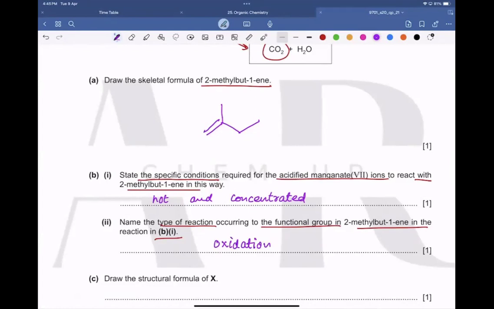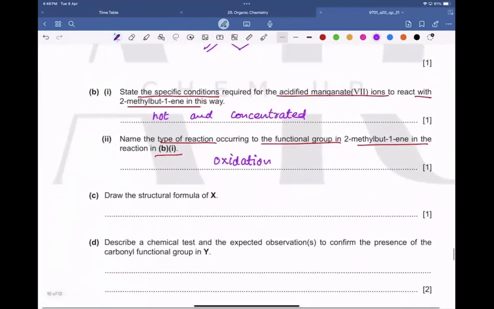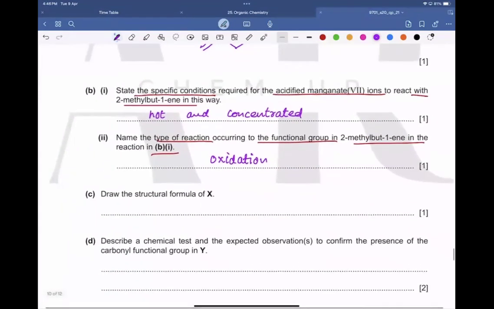Now, draw the structural formula of X. Yes, draw the structural formula of X. We have already identified X, so I can easily draw it. It's HCO2H. It's a methanoic acid, right?